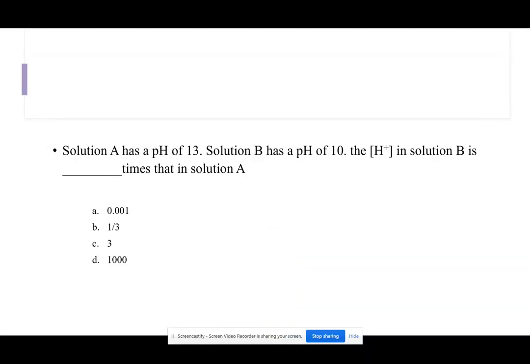So we have solution A with a pH of 13. Solution B has a pH of 10. So B is 3 lower on the pH scale than A. Because it's 3 lower, its hydrogen concentration is 10 to the 3rd times more. So it's 1,000, or 10 times 10 times 10. It's 1,000 times more.